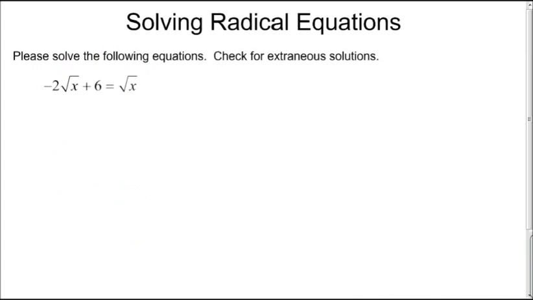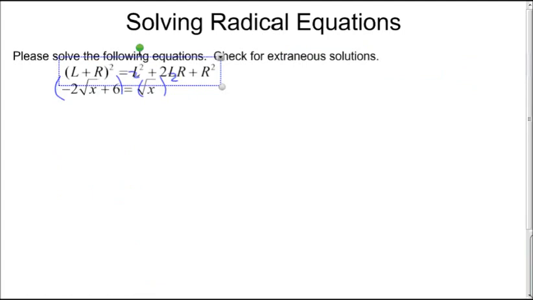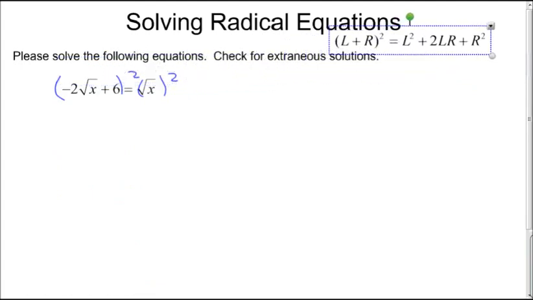If you notice here, we have a situation where we have a radical on both sides. So it says, please solve the following equations, check for extraneous solutions. Well, my instinct tells me that I want to square both sides, and squaring the right side is not that hard. Squaring the left side will be. So as I go back, I'll do a quick copy paste of this property here, because if you notice, I in fact do have two terms that I'm squaring. So it follows this model.